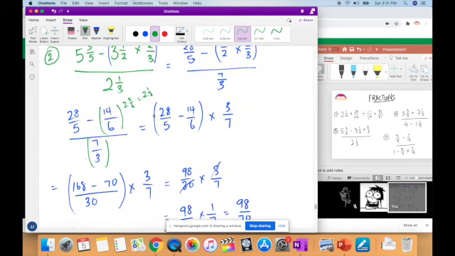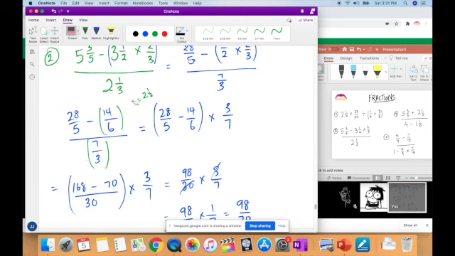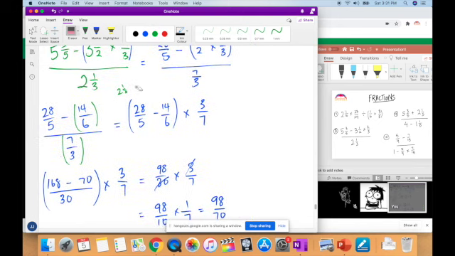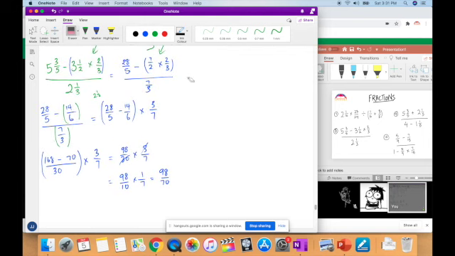Yeah. Right. So what you had was, let me see if I got you correct, right? You had the 28 over 5 minus 2 and a third divided by... Sorry? I left it, didn't change the 5 over 3. Right, so it's 5 and 3/5, right? Yeah. Minus 2 and a third divided by 2 and a third. And what did you do then?